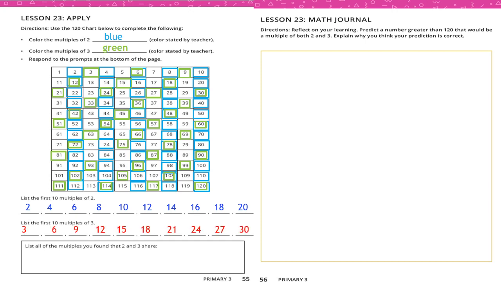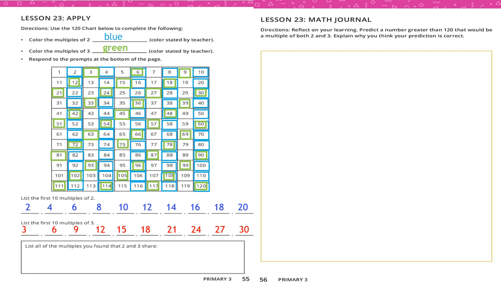3, 6, 9, 12, 15, 18, and 21. Count by 3, every one. 24 and 27, 30 is the last one. So this is the song for multiples of 3.